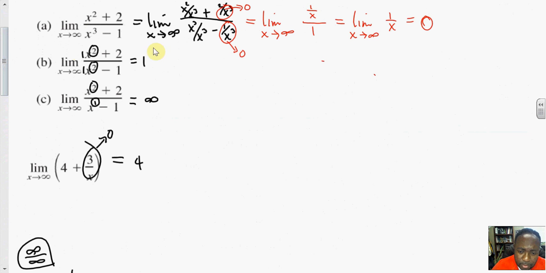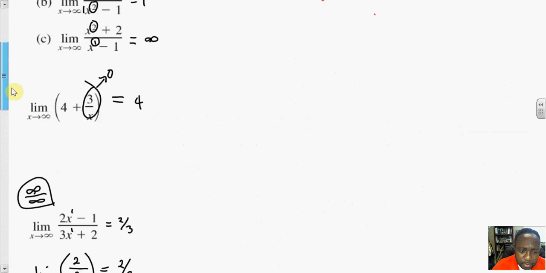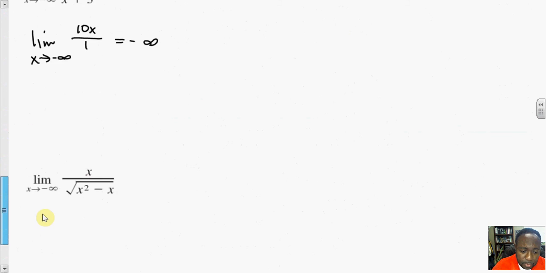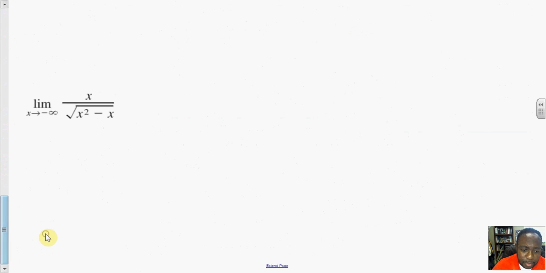So whichever method you use, you come up with the same thing. I use my easy method, just the horizontal asymptote from algebra, and you're done.